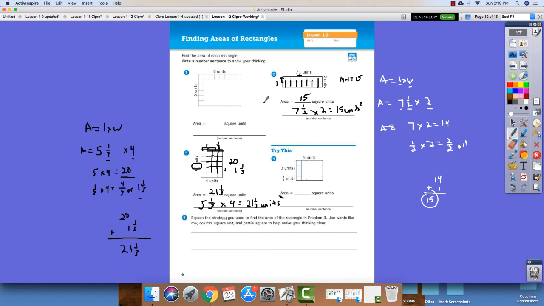So that's just two quick review strategies on how to find area of rectangles with fractional side lengths.